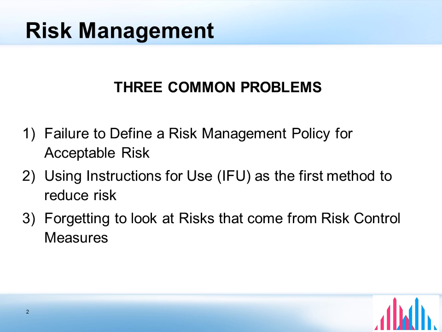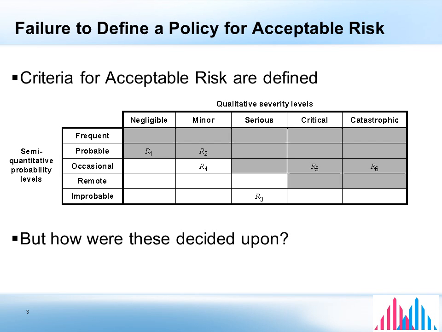Let's dig into these. The table shown on this slide comes from one of the informative annexes in the standard ISO 14971. And tables such as this are very common in risk management documentation. This shows the criteria for what is an acceptable risk. But how were these criteria decided upon? Many manufacturers have had trouble with defining their policy for determining this acceptable risk.